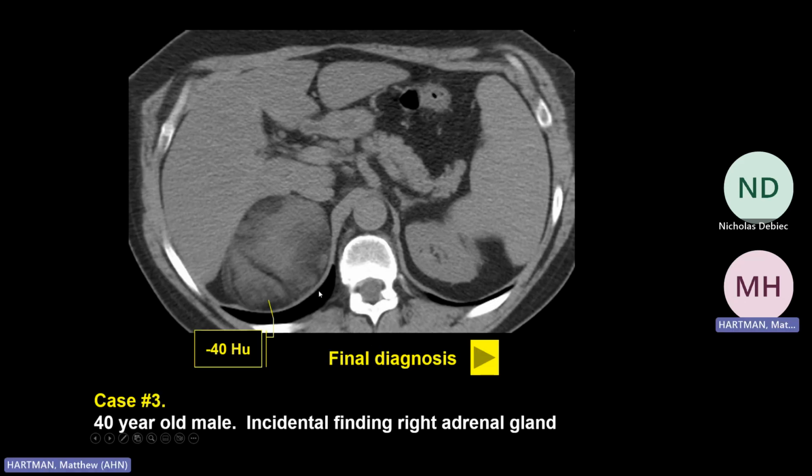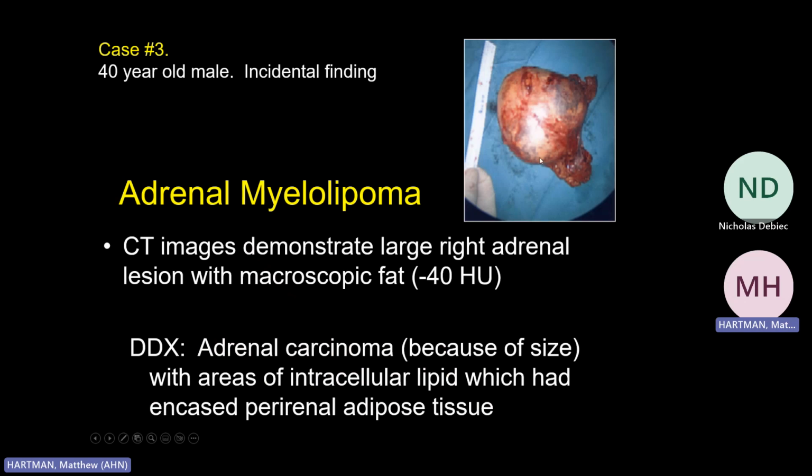So here is a non-contrast CT. We see a large adrenal lesion, but we see this low density component to it, -40 Hounsfield units. This is macroscopic fat. This was an adrenal myelolipoma. Because it was so large, they decided to take it out, but path-proven adrenal myelolipoma.